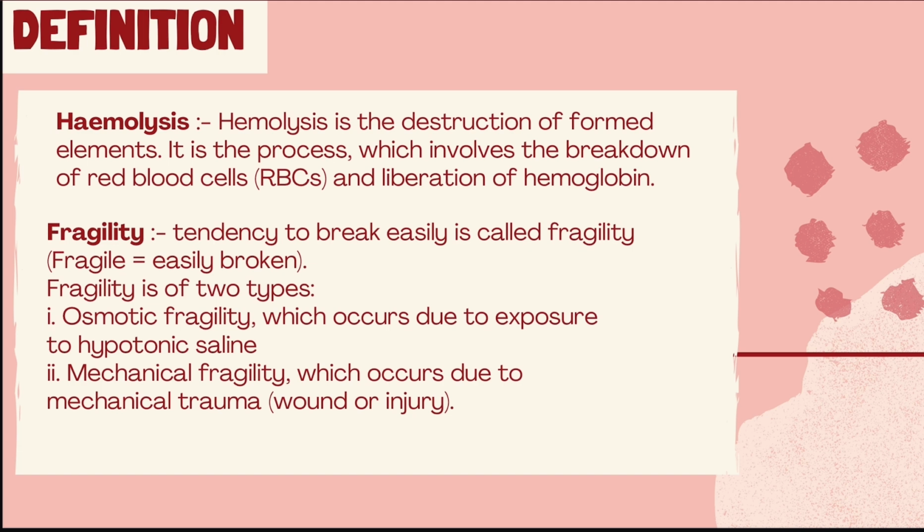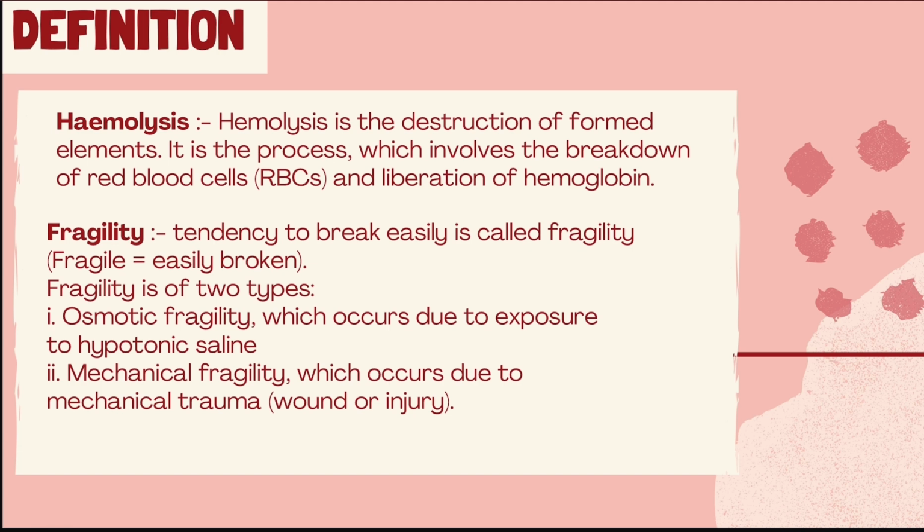Next, the fragility. Fragility comes from the word fragile, and fragile means something which easily breaks. Thus, fragility can be defined as a tendency to break easily. So fragility is again of two types. It can be osmotic or mechanical. The osmotic one happens when it comes in contact with any hypotonic saline or hypotonic solution, and the mechanical one occurs due to mechanical trauma, that is injury.